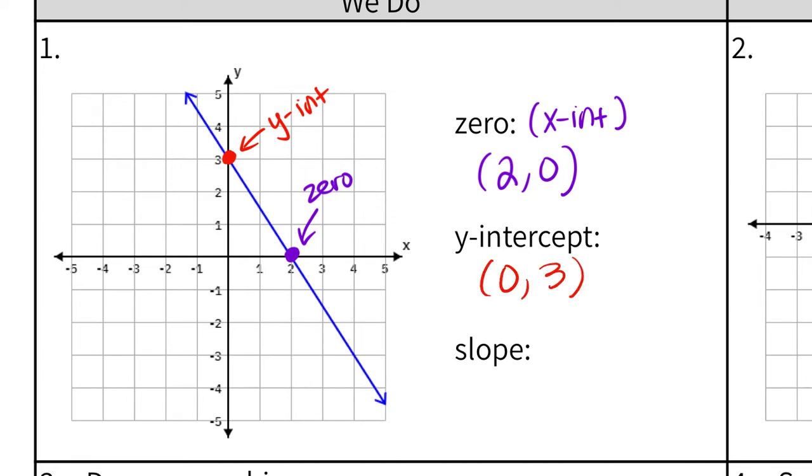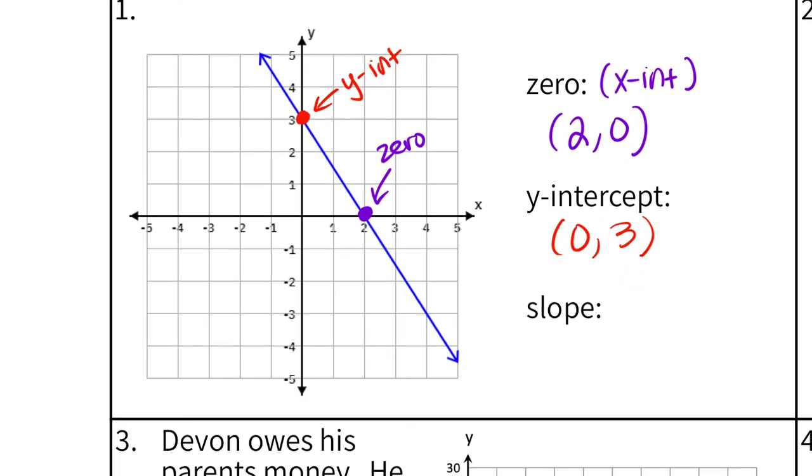Okay, last is slope. For slope, there is a formula that you're going to use every single time that you want to do slope, which is, I'm going to write it over here to the side. y2 minus y1 divided by x2 minus x1. That's slope, always, always. So the good thing about finding the intercepts first is I can just use those 2 points. Sure, there's more that I can choose from.